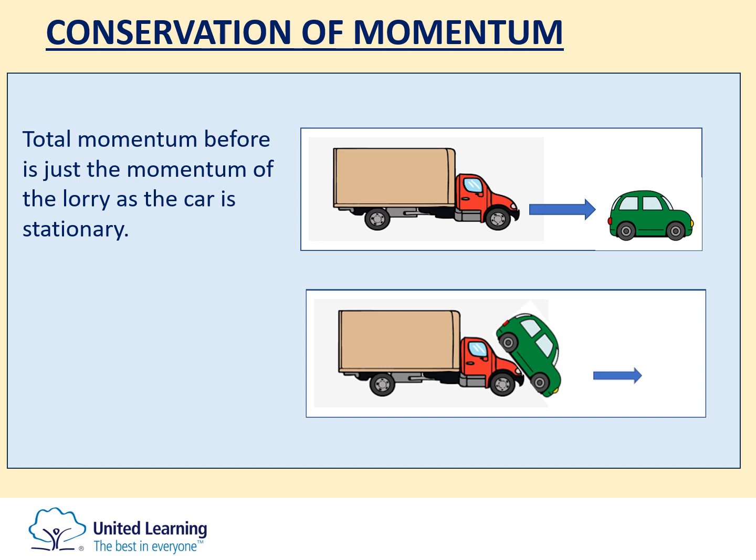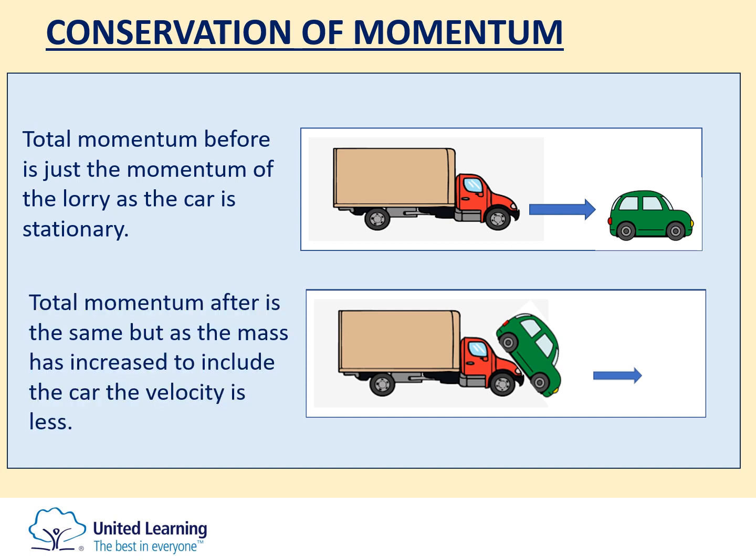So when the lorry collides with the car, and the two things stick together, the total mass of the system has now increased slightly because we've got the mass of the lorry plus the mass of the car, but the total momentum is initially conserved. And as a result of that, the velocity at which the two objects will move away to the right will now be smaller. So the mass has increased, the velocity has gone down, but the total momentum is still exactly the same.